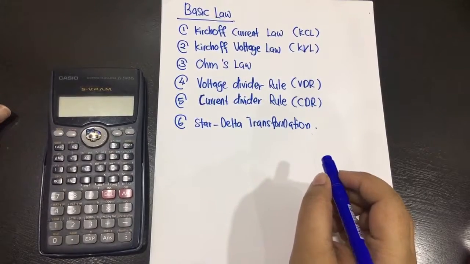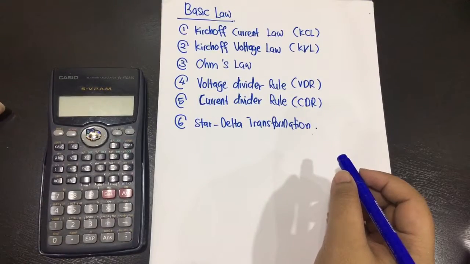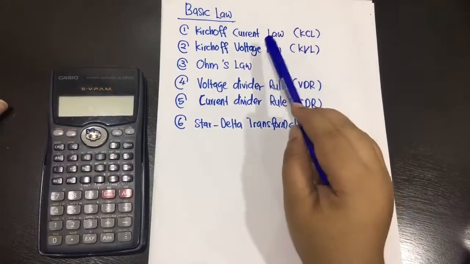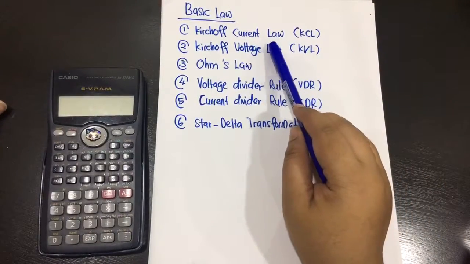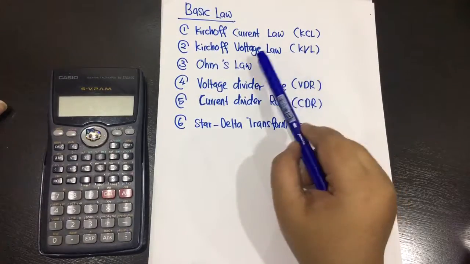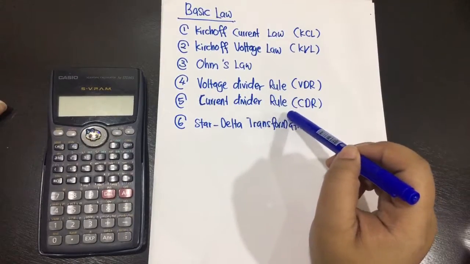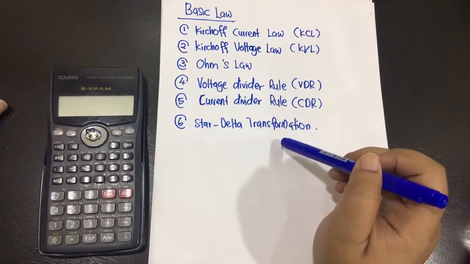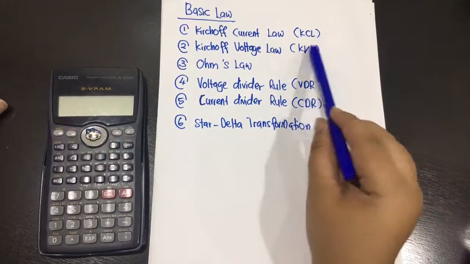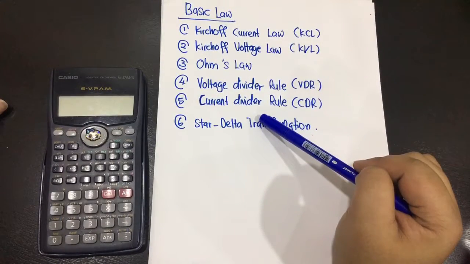Today's lecture, we're going to cover the basic laws for analyzing circuit theory. We have Kirchhoff's current law, known as KCL, Kirchhoff's voltage law, KVL, Ohm's law, voltage divider rules, VDR, current divider rules, CDR, and star delta transformation. All these basic laws are very important for our first chapter, which is AC circuit theorem.